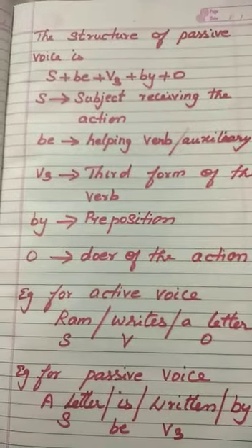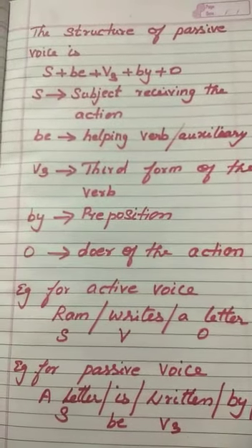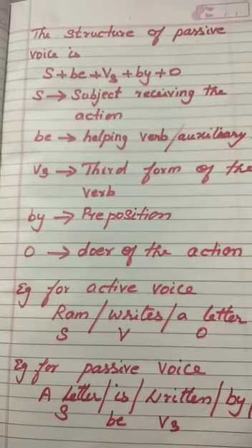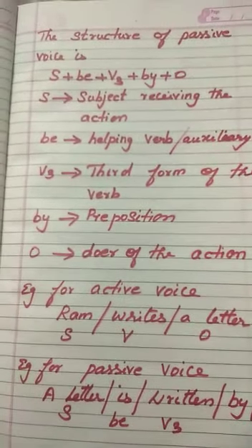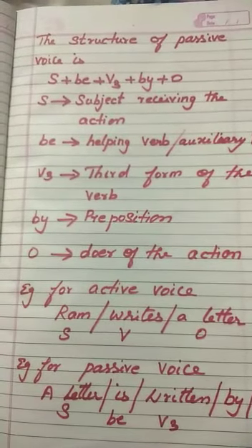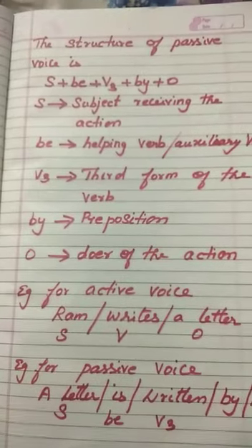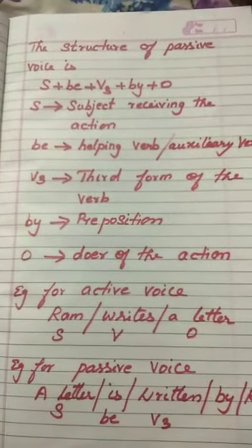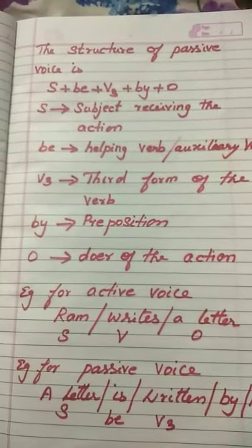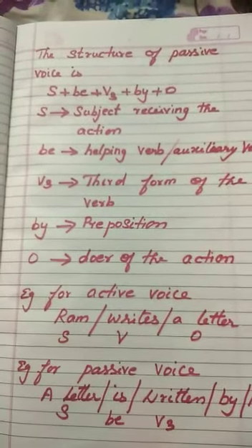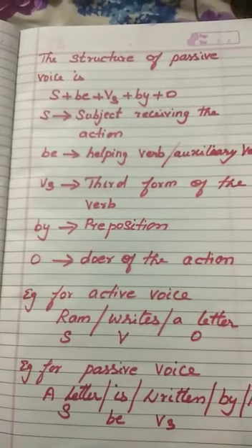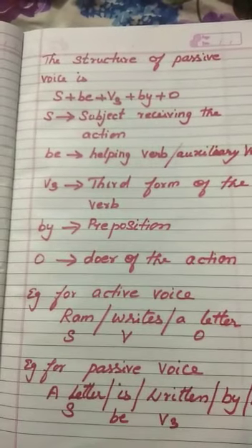Now the structure of a passive voice is subject, a be verb, third form of the verb, a preposition by and an object. That is, the subject is the one receiving the action. That is, the object comes to the subject place. And then be is a helping verb or an auxiliary verb. V3 is the third form of the verb. And then by is a preposition and the object is the doer of the action. That is, the agent goes to the last and we are using by and then that object.